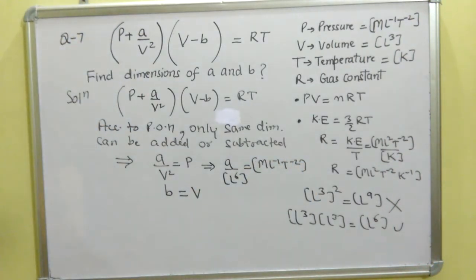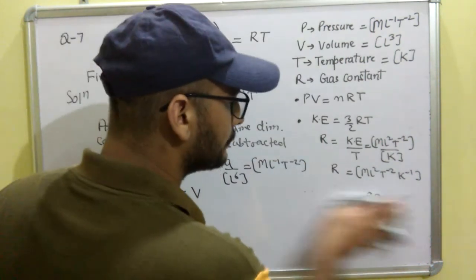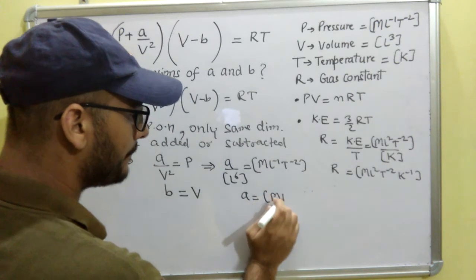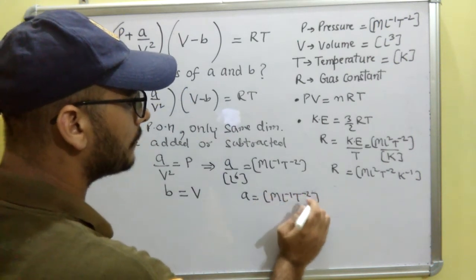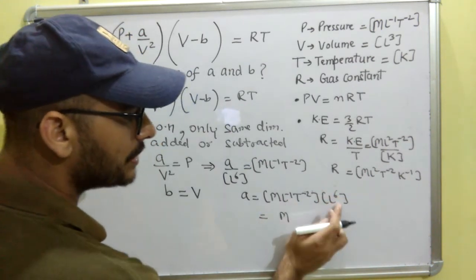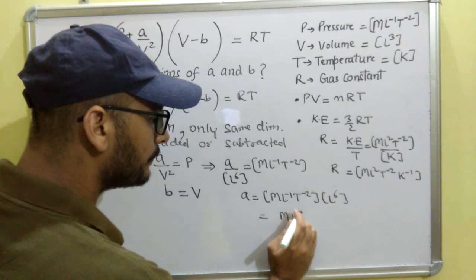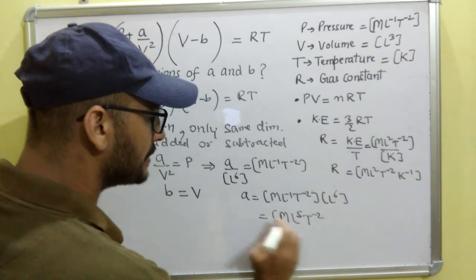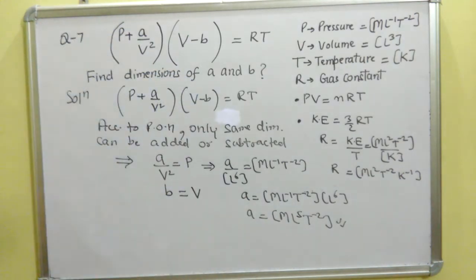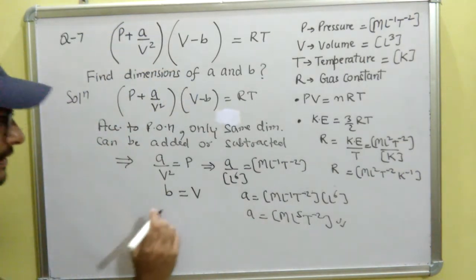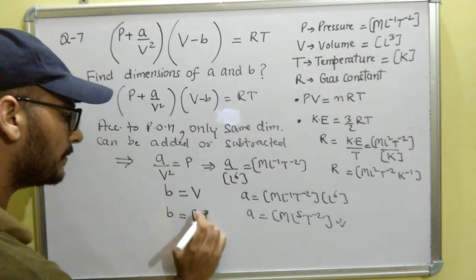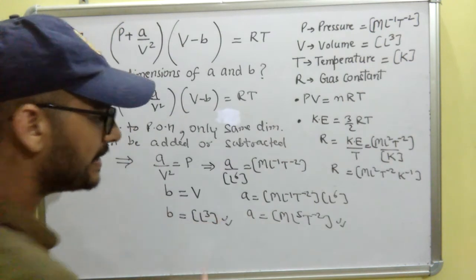Okay. Now let's cross multiply it. We will get our answer. ML⁻¹T⁻² multiplied with L⁶. So you will get L⁻¹ times L⁶, which is L⁵, and T⁻² as it is. So the dimension formula for A is equal to ML⁵T⁻². Now let's calculate for B, and B is very easy to calculate because V is equal to L cube. Directly put that. So the dimension formula of B is L cube.